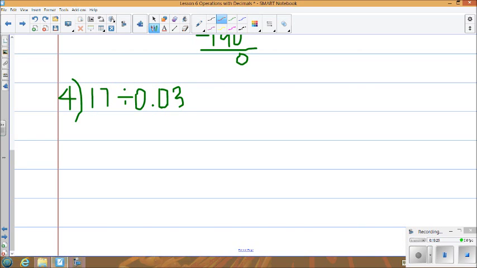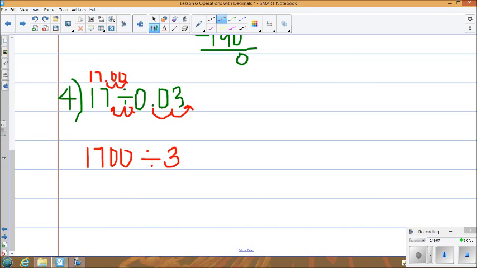So again, figure out how many places you have to move the decimal. Well, I have to move it twice to get a whole number. So that means here, the decimal is really 17, and the decimal is right after the 17. So I need to move that over. So what's going to happen is I'm really going to have 1700, because this was like 17.00. So I'm moving it over twice, and that's going to be divided by 3.